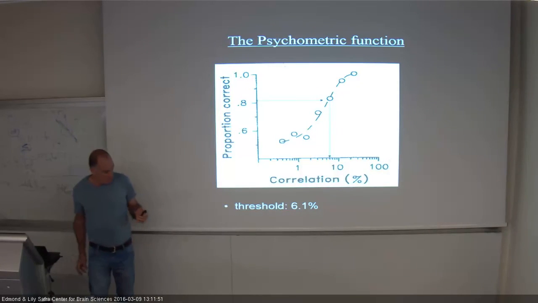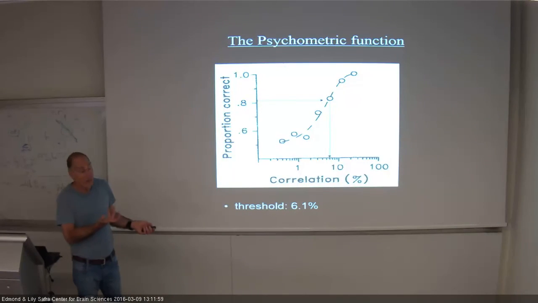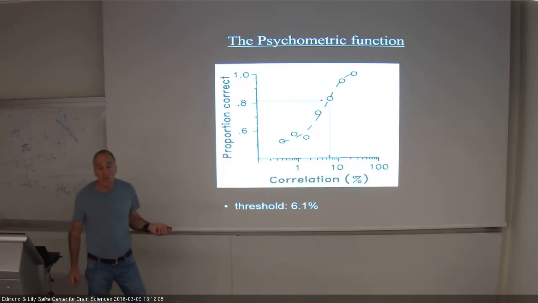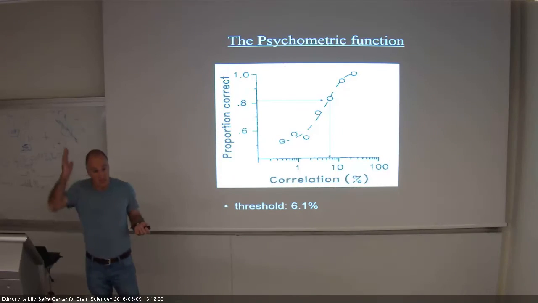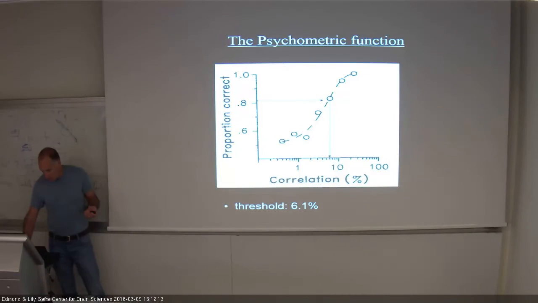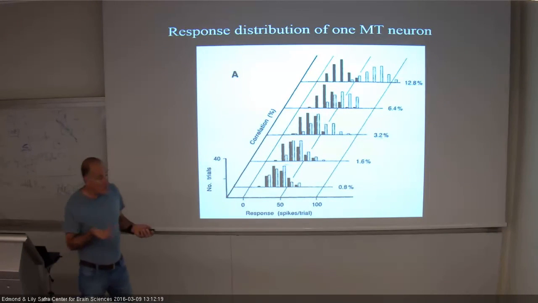Specifically, what you can see is that performance degrades as you decrease the signal strength. As you move to lower and lower correlation levels, performance drops, and it should get to 50% when you're just guessing, because it's just two directions of motion. So on each trial, the monkey has to say which direction of motion he sees and report that. Okay, now what about the neurons?